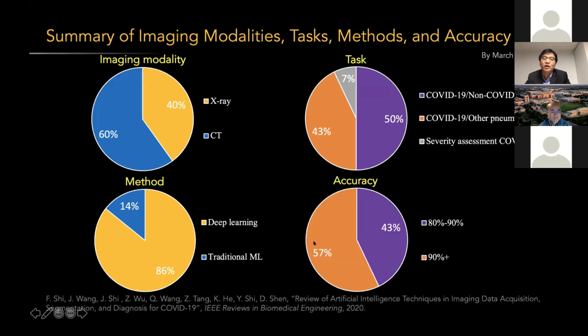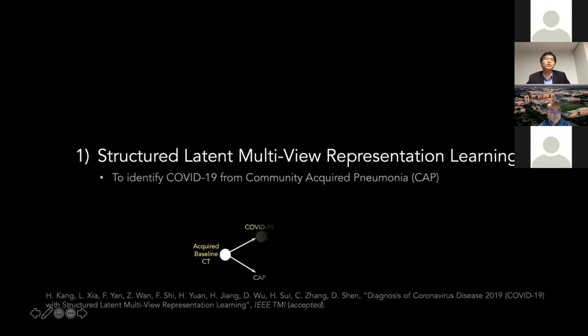And also, for all these methods, 50% of our papers actually achieved over 90% accuracy, and 40% of the papers achieve 80 to 90% accuracy. So these are all the papers we summarized by May 31st. That is a little bit more than 1 month ago, and all the papers in this area are included in this review paper. So now we move to the first question we want to ask.